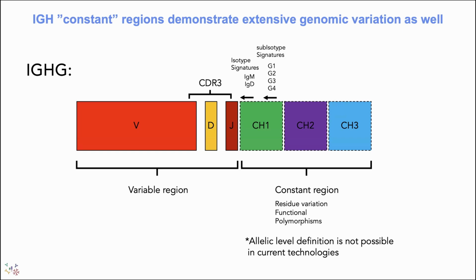Additionally, this constant region creates the stem of the molecule itself that interacts with Fc receptors and with complement in order to propagate effector function. And even though it's called constant, antibodies have different functionalities, suggesting that there must be some type of signature in this region that directs that function. We think that signature is genetic, and so that's what we set out to prove.